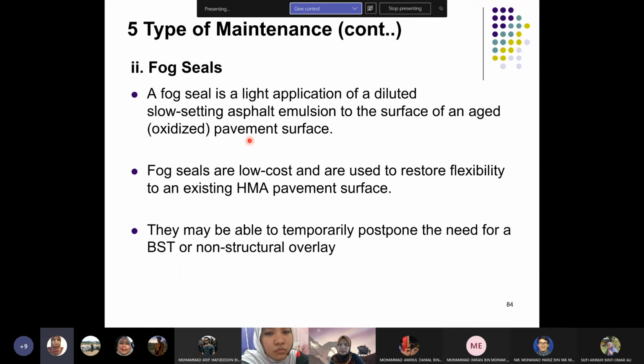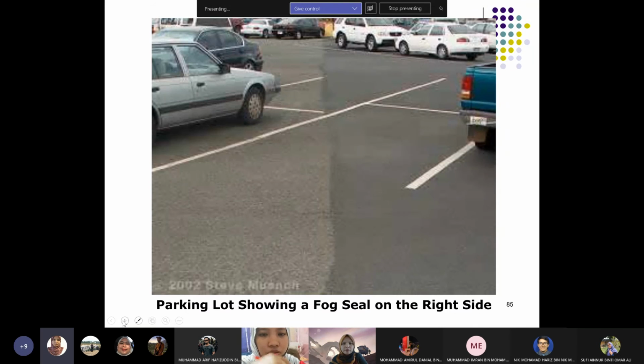Yang ni yang step yang lebih susah lah kita kata kalau kita nak buat maintenance tu, BST and overlay. Nanti lepas ni kita tengok apa dia maksudkan dengan BST and also overlay, right? This is a instant process that you can do. Okay, this is the Fox seal.